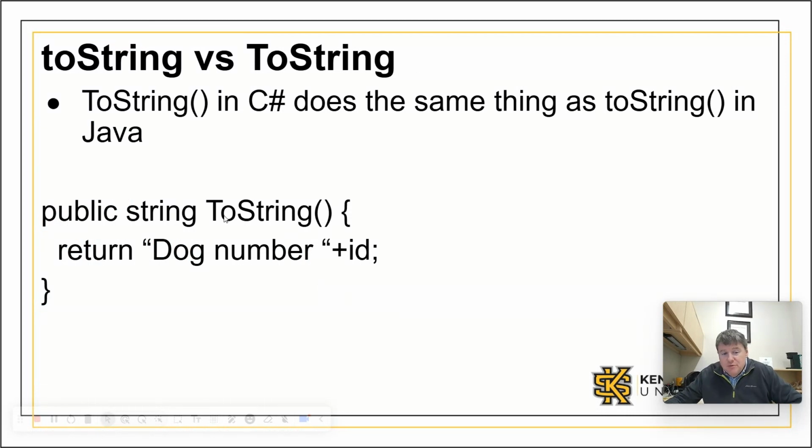ToString. In Java, you have a toString if you need to use a class as a string. The same thing exists in C Sharp. It's also called ToString. It just has a capital T. You'll forget that capital T every time. And also the string is a lowercase s instead of a capital S. So lowercase your s and capitalize your T and life will be good. Other than that, it's the same thing.